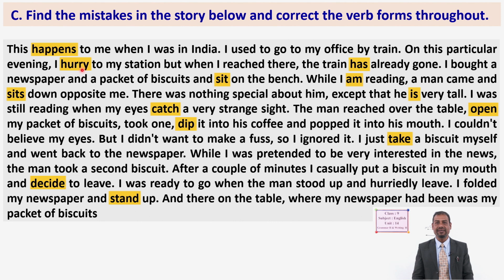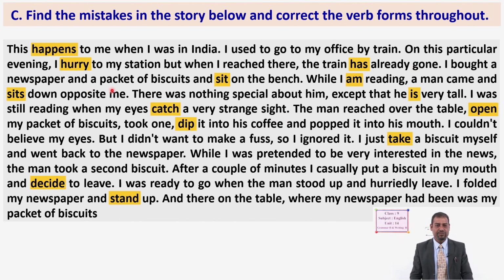So what should be here? I hurried to my station, and I reached there also. Before I reached there, what happened there? The train had already gone, okay. So has should be changed into had already gone. See, two actions. I reached there, before I reached there, another action already took place, okay.